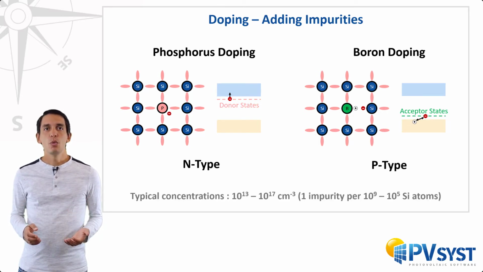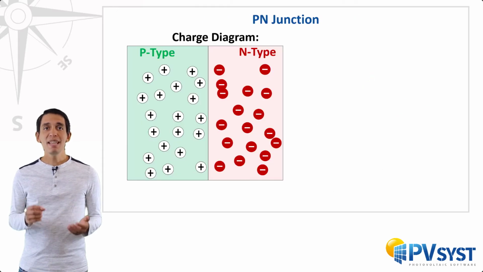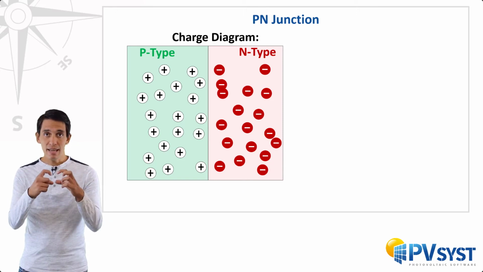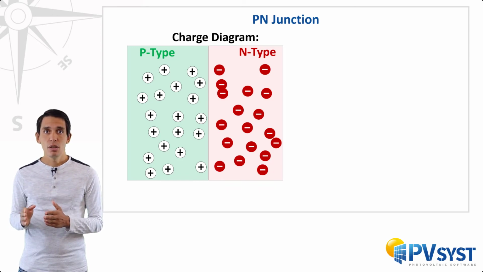When we dope silicon with either boron or phosphorus, we use tiny concentrations. 1 impurity in a billion silicon atoms is enough to significantly alter the conductivity of a semiconductor. We can use p-type and n-type silicon to make electronic devices. If we place p-type silicon next to n-type silicon, we form what is called a p-n junction, or, as you may know from electronics, a diode.